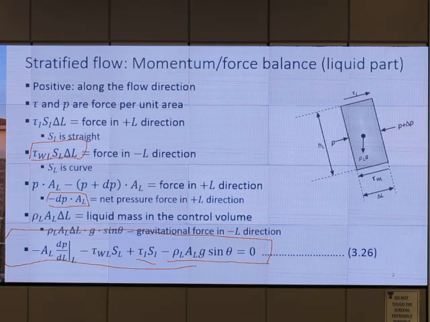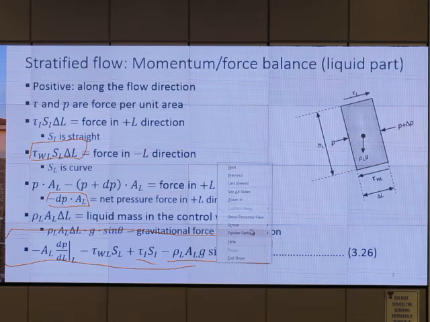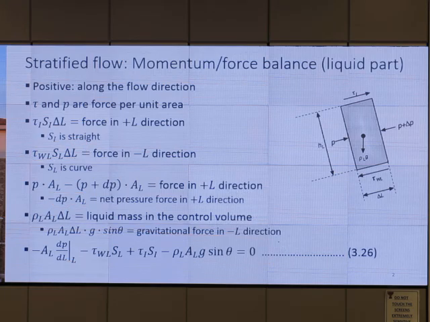Good? You like this? What do we miss? Consider the gas. This is a force balance for the liquid phase. Just the liquid part first. What do we miss in the liquid part? What? Okay, I haven't asked any of these three people. V10, what do we miss?